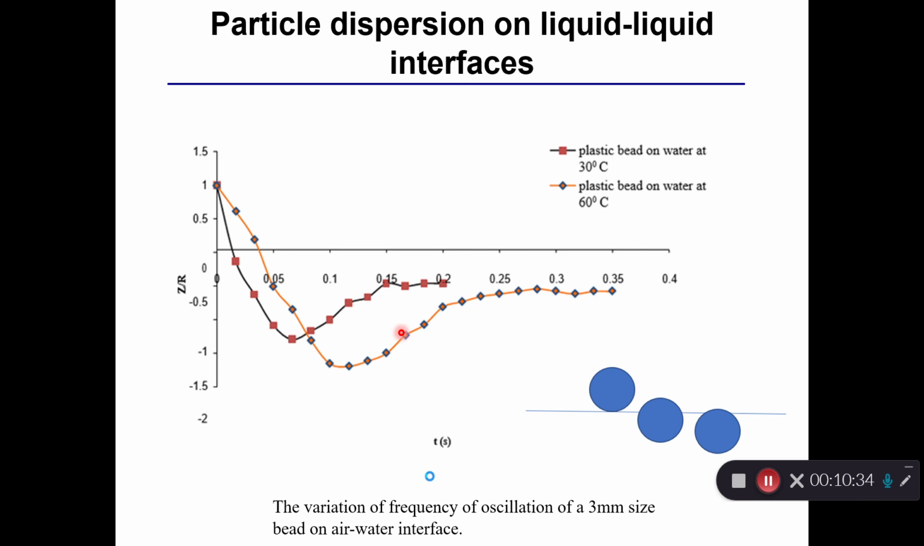So we plotted the frequency. On the x-axis we have time. On the y-axis we have z over R, where z is the equilibrium height, as I mentioned before, and R is the particle radius. We took this ratio basically. So you can see that with higher temperature, it is taking more time to complete one cycle. And so this is how the particle is going in and coming out. We basically measure how deep it is taken inside.